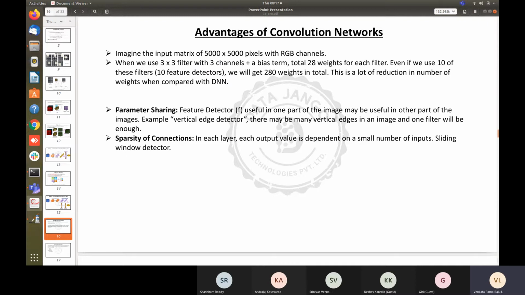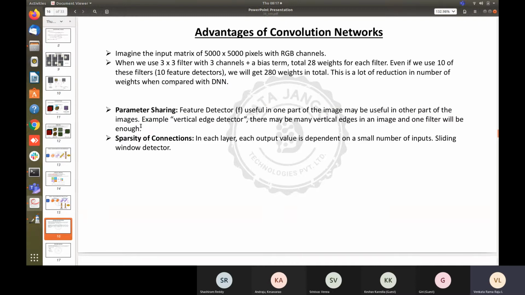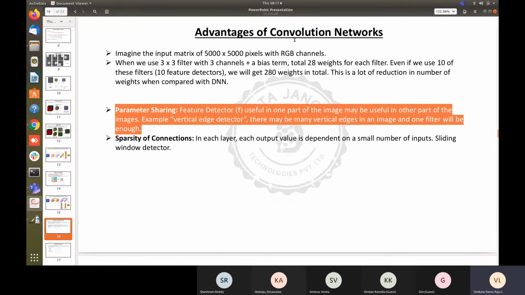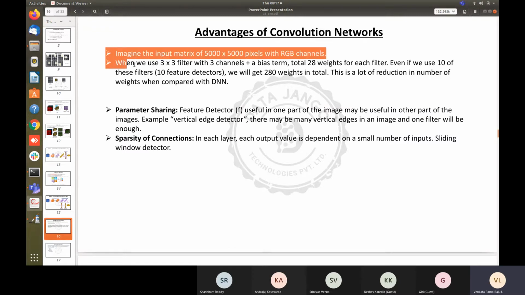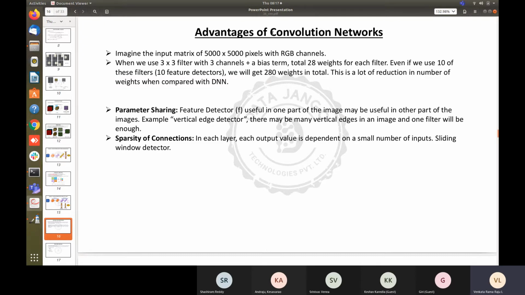Along with that, parameter sharing is going to be there. One filter which identifies vertical edges will identify vertical edges throughout the image. One filter which identifies horizontal edges will identify horizontal edges throughout the picture. That's called parameter sharing. CNN came in as a solution to the problem of DNN. DNN occupying too much memory can be solved by using a convolutional neural network. Got it?